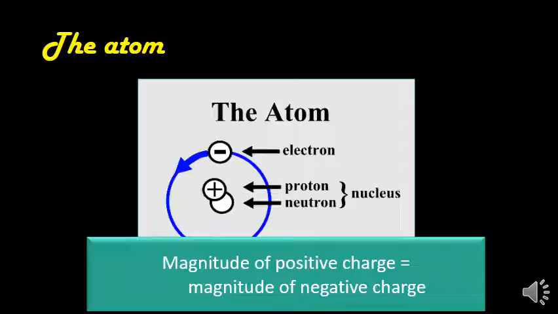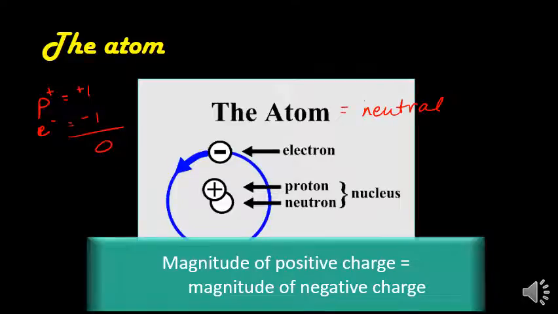So what that means is that protons have a +1 charge, electrons have a -1 charge, and if we add those together, that's an overall charge of 0 because all atoms are neutral. So the number of protons equals the number of electrons in an atom because it has a neutral charge.